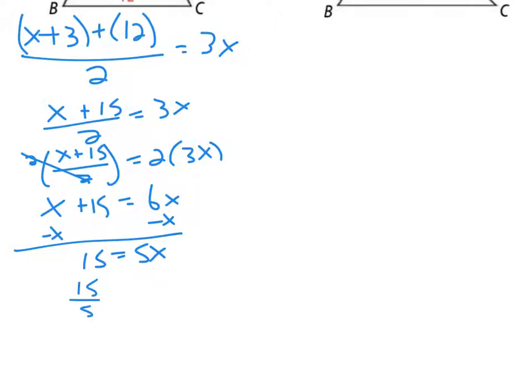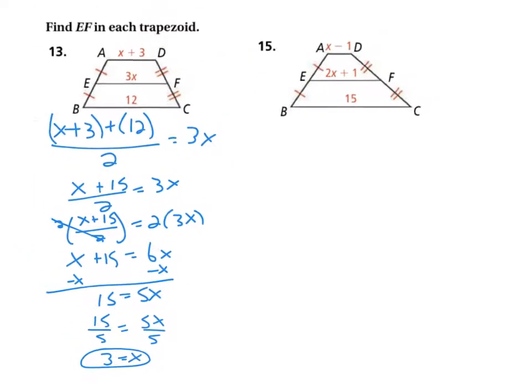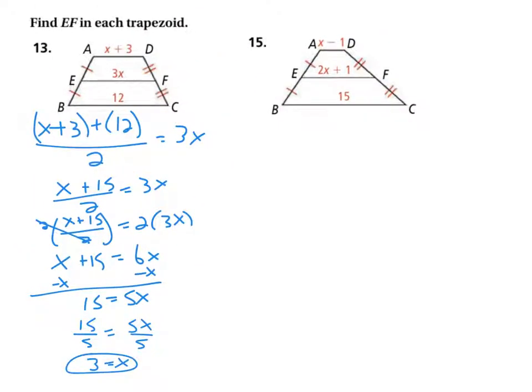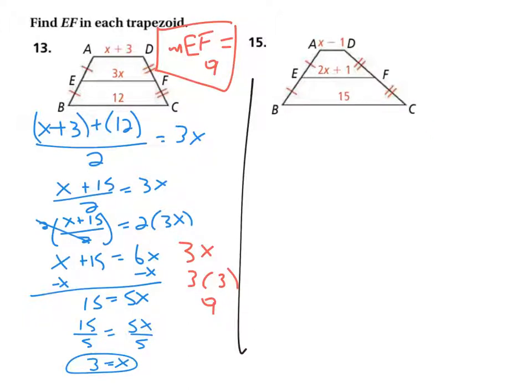And 15 divided by 5, 5 is the coefficient of x, 5x divided by 5, and we get 3 equals x. And what they're asking is find EF. So what we now need to do is plug it back in. EF is 3x. So I'm going to use a different color here. If it's 3x, then it's 3 parentheses 3, or 9. And so the measure of EF equals 9.